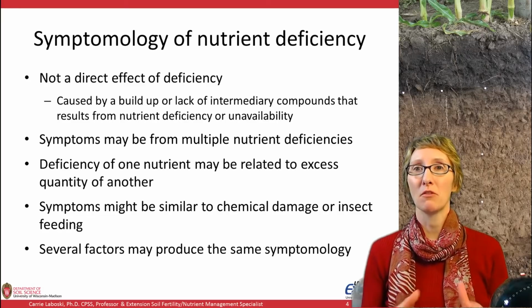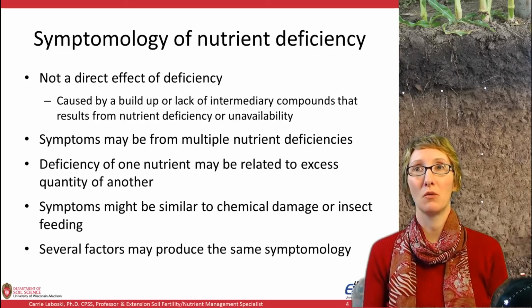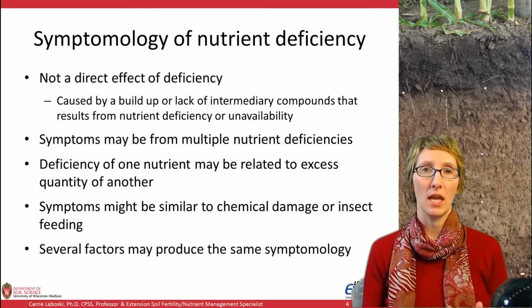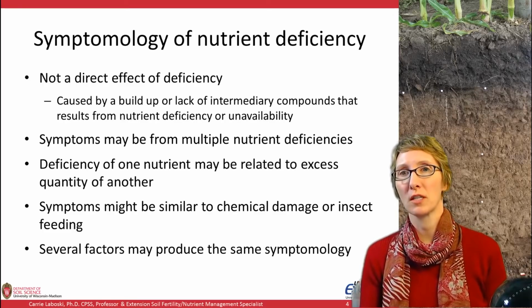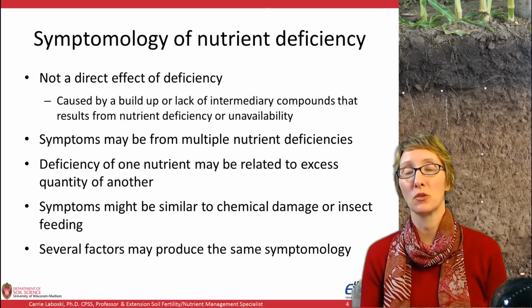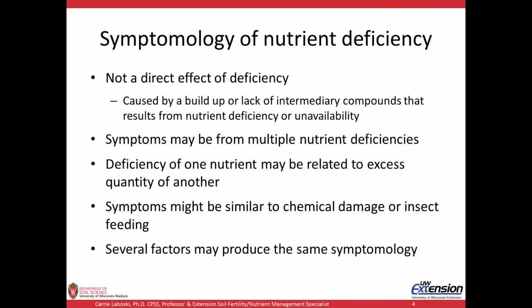Symptoms may be from multiple nutrient deficiencies, and those are hard to tell what's happening when you've got, say, two nutrients that are deficient and how that displays on the plant. And deficiencies of one nutrient could often be related to excess quantities of another nutrient. Okay, so that gets a little goofy in looking at some of this.